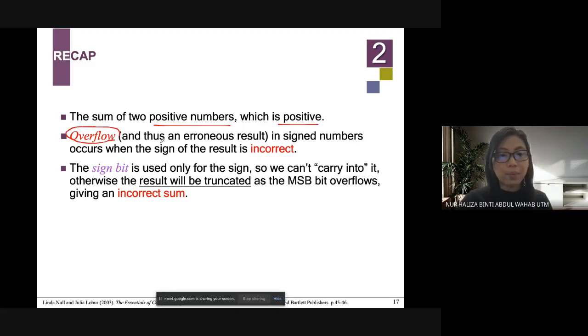Overflow in signed numbers occurs when the sign of the number is incorrect. So please make sure that if let's say you have the overflow, you check whether there is an error or not. The sign bit is used only for sign so that we can't carry into it. Otherwise, the result will be an error, especially for your MSB bit overflow. So it's going to give an incorrect answer.